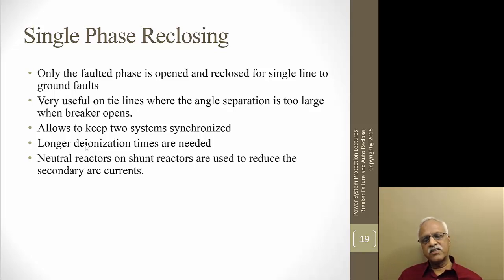Under such conditions, we try to use shunt reactors and neutral reactors to reduce the secondary arc. That is, the arc still persists and continues due to the capacitive coupling between phases. The energized phases feed the fault through the capacitor, and sometimes the arc continues to flow even after the phase is de-energized. We use neutral reactors for that. So this is, in short, the basic concept.